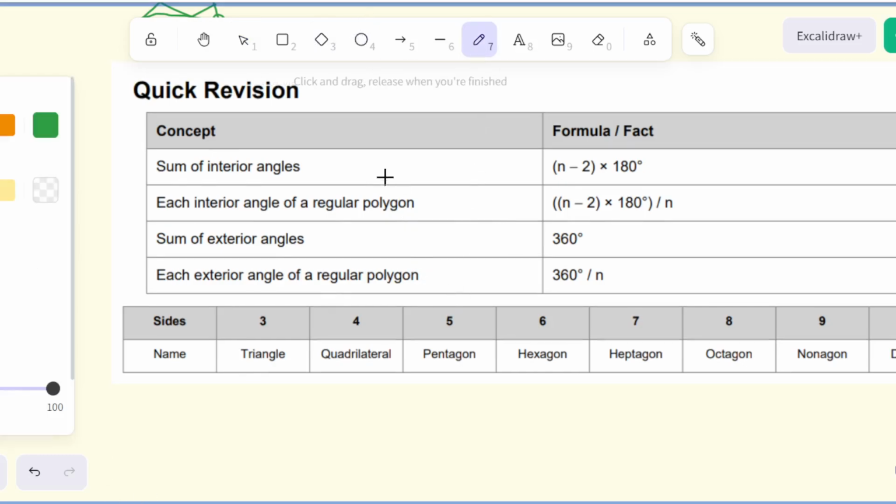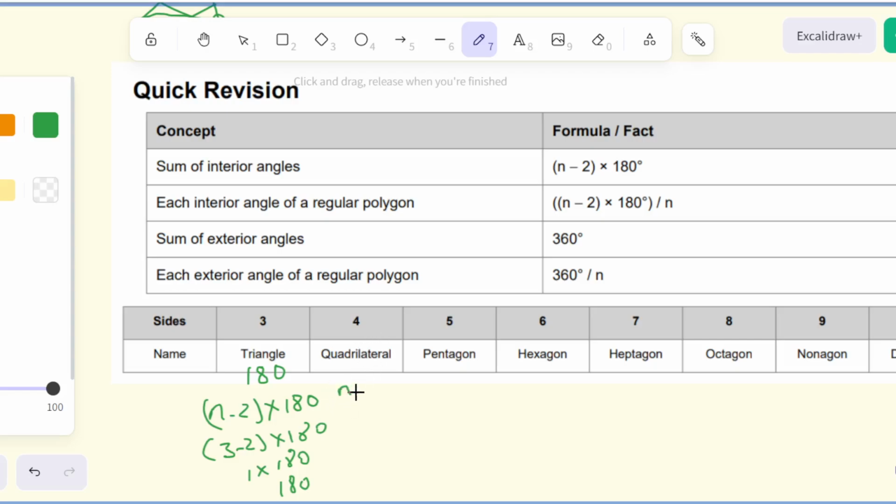So the sum of all the interior angles of any polygon is n minus 2 into 180. So for example, a triangle. What is the sum of all the angles of a triangle? A triangle has 3 sides. 180. So how did you get 180? Just put n equal to 3 because the formula says n minus 2 into 180, right? So when I put 3 here, because this has 3 sides, 3 minus 2 is 1, and that's how you got 180, right?